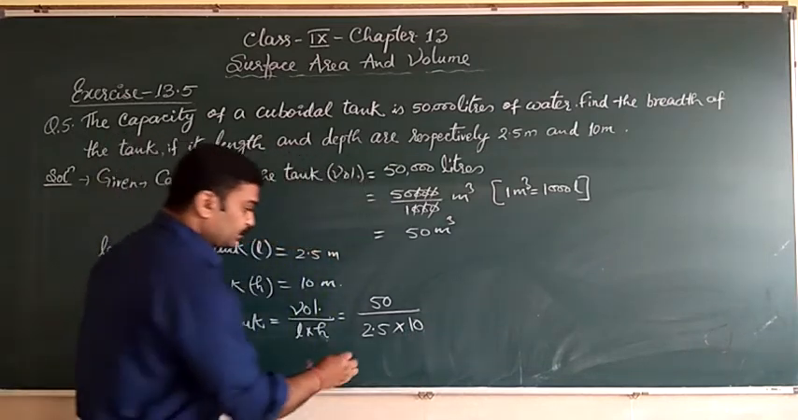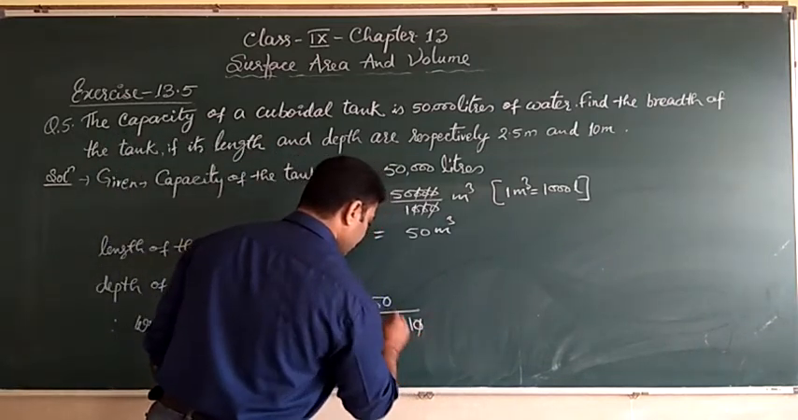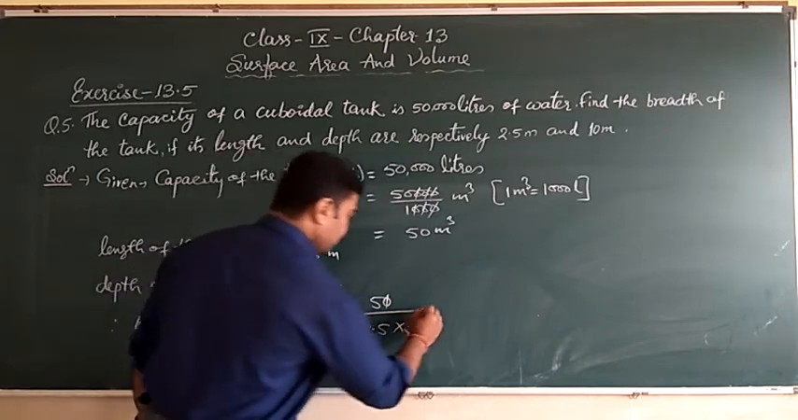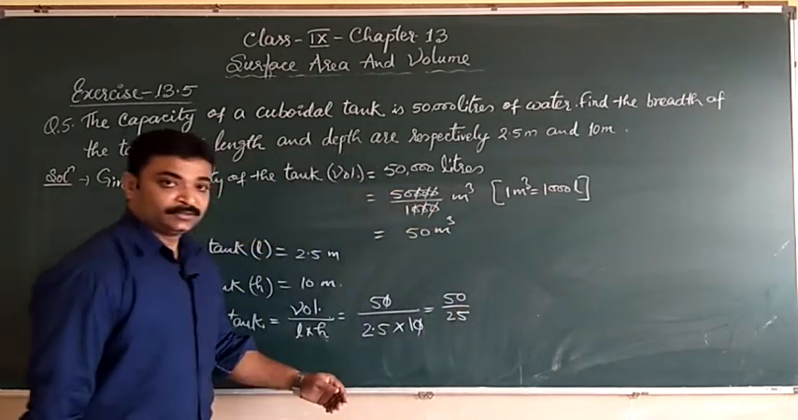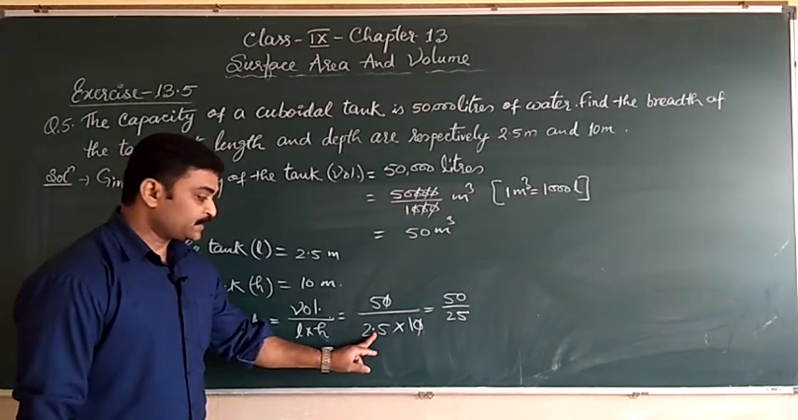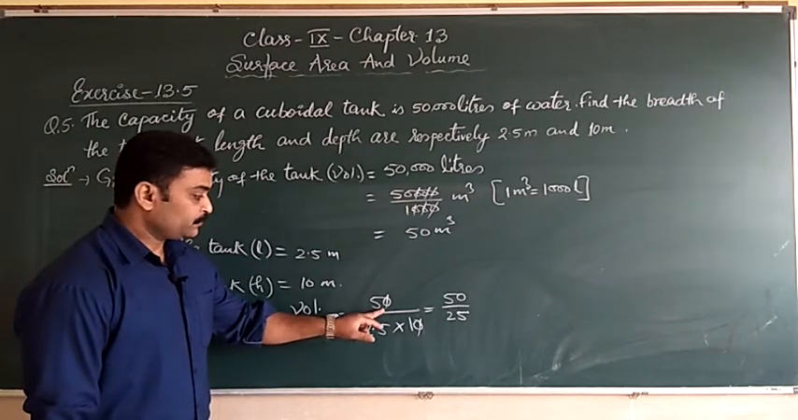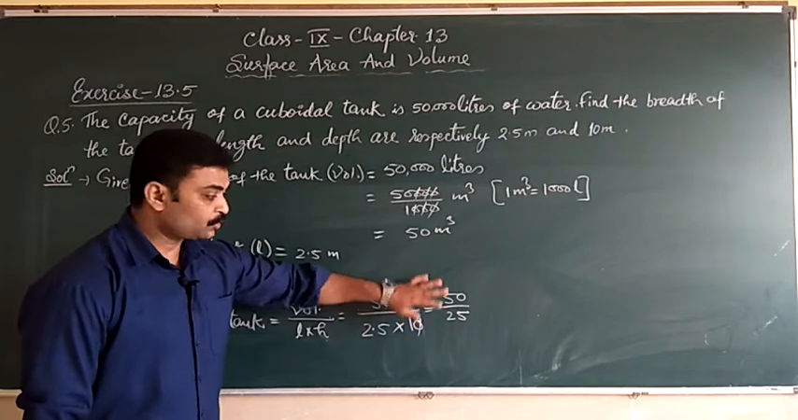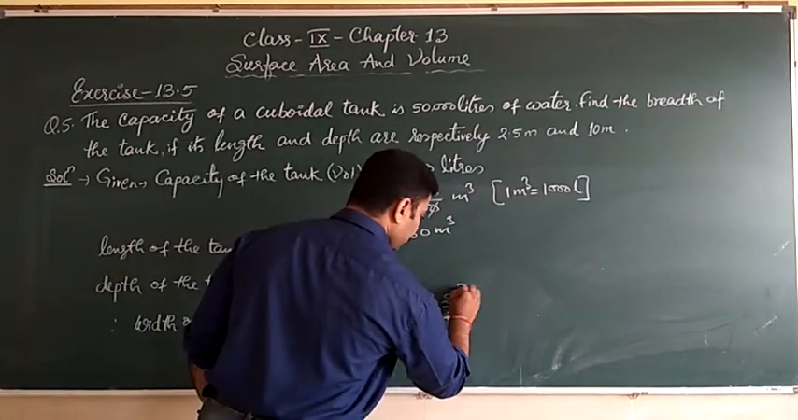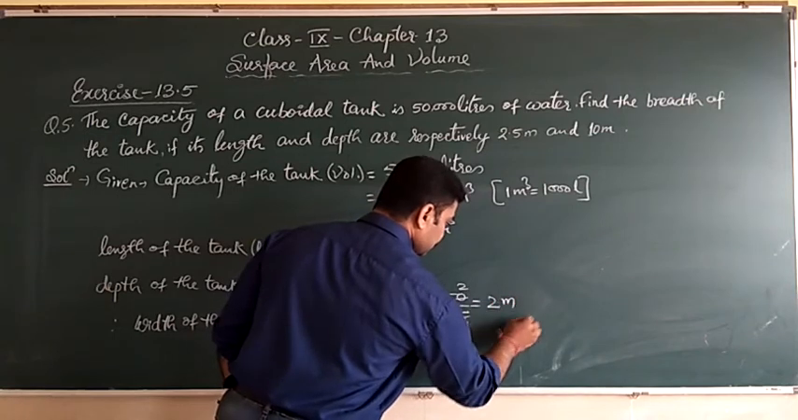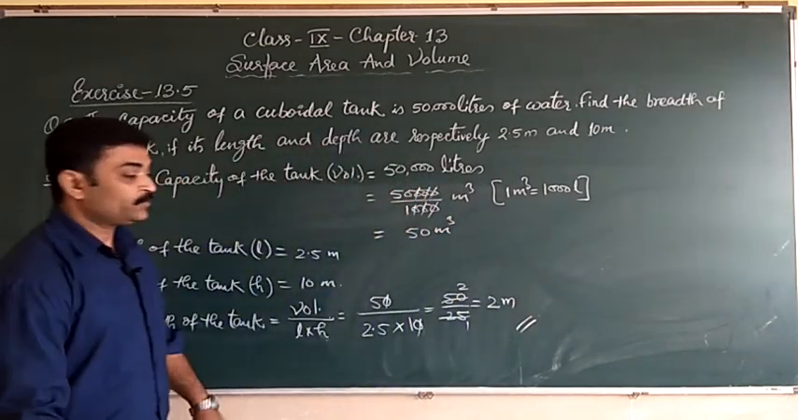Clear? Now 0s cancel. Now we can write 50 upon 25. If we remove the decimal sign from the denominator, we have to put here 0, or we can write 50 upon 25. 25 1 is 25, 25 2 is 50, that is 2 meter is the width of the tank. Clear?